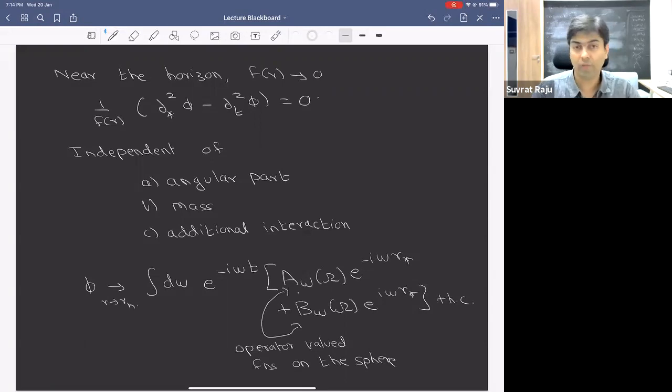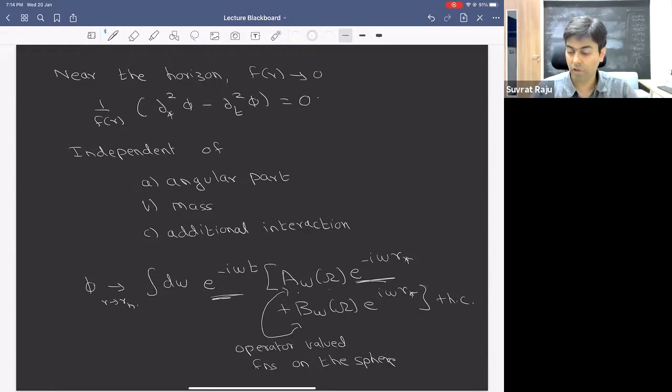It's not true away from the horizon. But we have a rather robust and simple result, which is that near the horizon you have this very simple behavior. The fact that the angular dependence or the mass, neither of those enter into the variation in the e to the i omega t coordinates and the e to the i omega r star coordinates. Of course, you can have an e to the minus i omega r star, and you can have an e to the plus i omega r star.